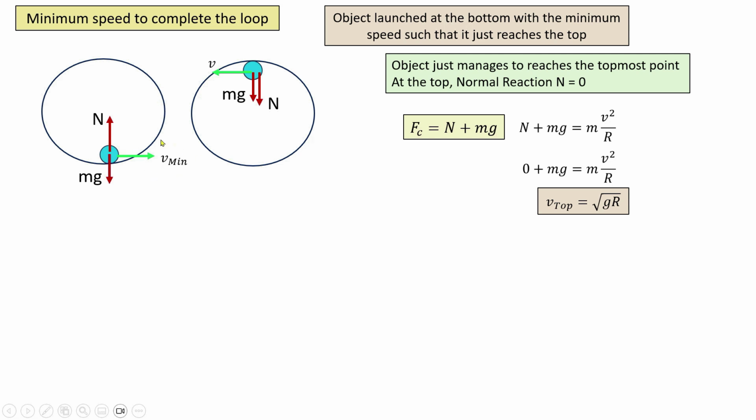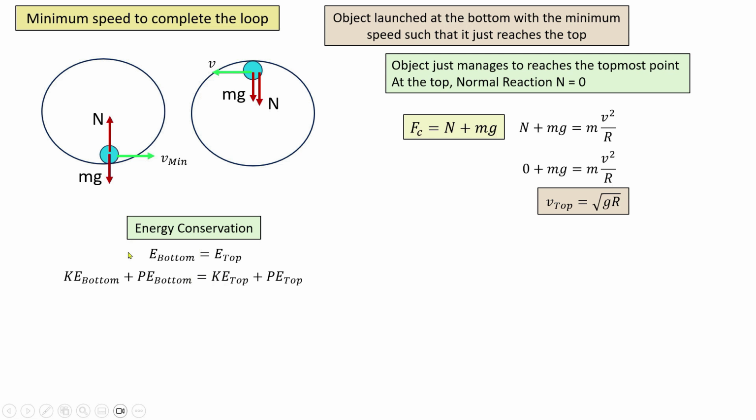But we need to find the velocity at the bottom. For that, we use the law of energy conservation like we did earlier. Energy at the bottom should be equal to the energy at the top, and total energy is the sum of kinetic energy and potential energy. So kinetic energy at the bottom will be half m v minimum squared. Potential energy at the bottom is 0. Kinetic energy at the top is half m v squared, where velocity at the top is root gr, like we found earlier. Potential energy at the top will be mgh, where the height is the diameter of the circle, which is 2r.